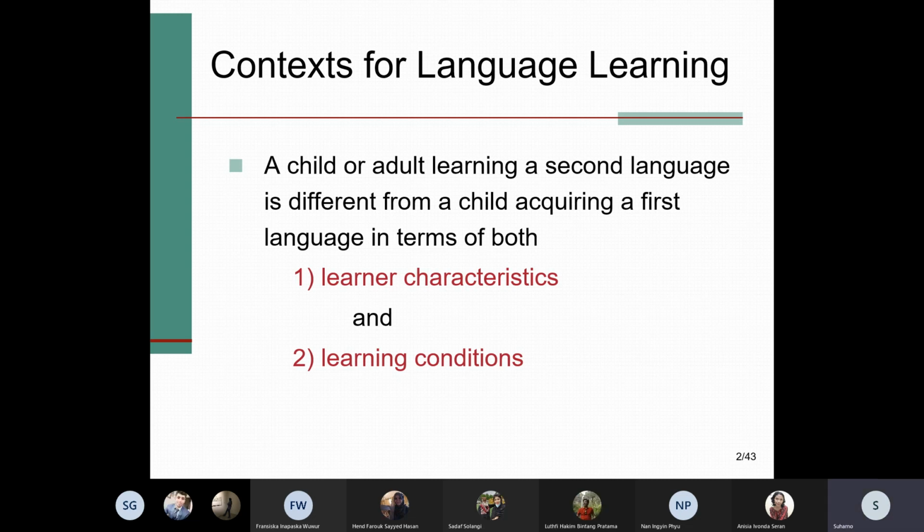Okay, if we look at the learner characteristics, children have their own characteristics, and adult learners also have their own characteristics. So what can you see from the two types of learners from your own knowledge or general knowledge, the differences between young learners and adult learners? Anyone, please, from your general knowledge.